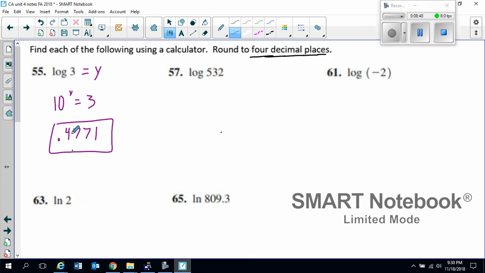And so yeah, that sounds about right. Let's look at this next one. So once again, understood base 10. So it's saying 10 to what power gives me 532? Well, you know 10 squared gives you 100. 10 to the third power would give you 1,000, right? So it's got to be somewhere between 2 and 3. Our exponent's got to be somewhere between 2 and 3.